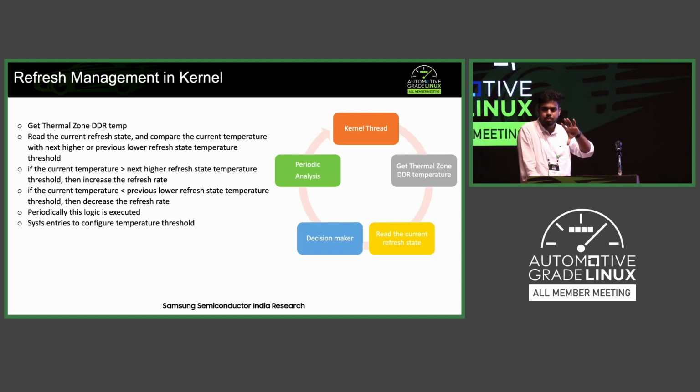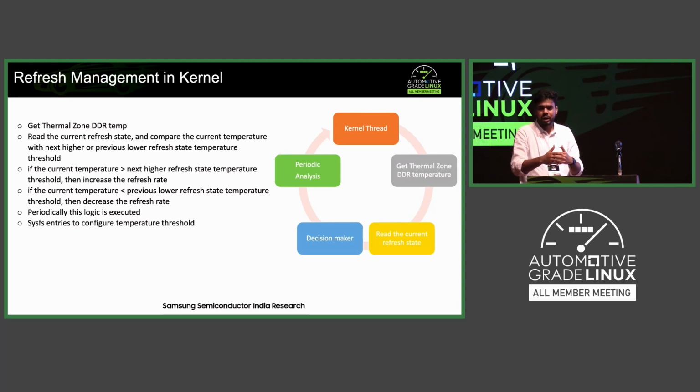There are certain threshold temperatures for the refresh rates which are already specified by the JEDEC specifications. Based on that we get to know whether the current temperature has gone past the threshold. If it has gone past the higher threshold, we will decrease the refresh rate value so that the refresh happens more frequently. And if the temperature has gone below the threshold for the previous state, then we will increase the refresh rate so that the refresh happens less often, so that we can have an efficient and robust use of DRAM, because there is a cost in doing a periodic refresh.